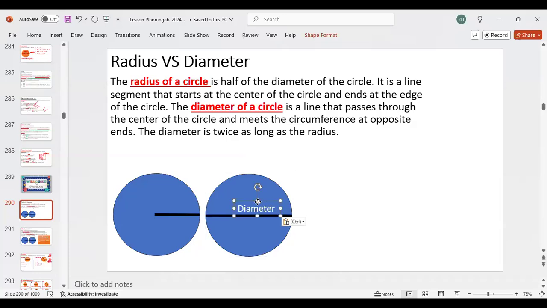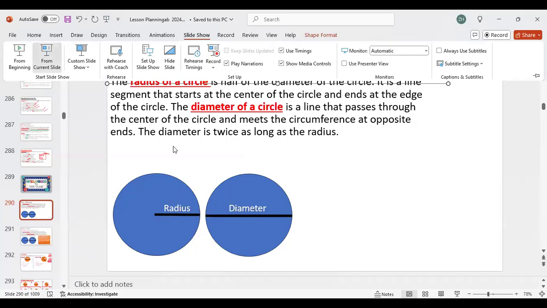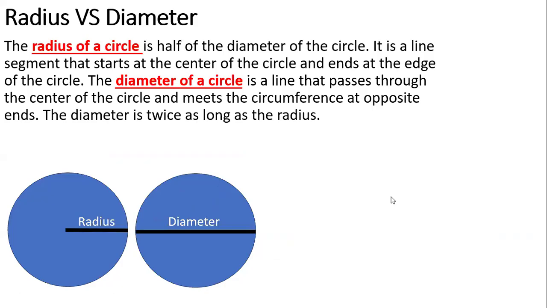Very good. So this circle right here, if we look at this line segment, this one is the diameter, and this one is the radius. All right, so this is the diameter and this is the radius. Which one is longer? The diameter is longer. So diameter is twice as long.